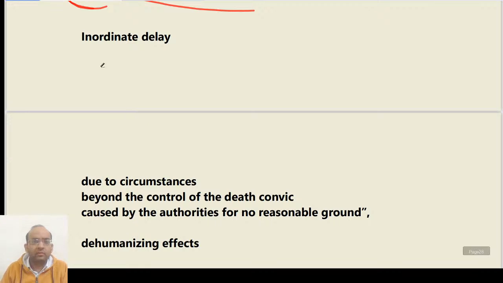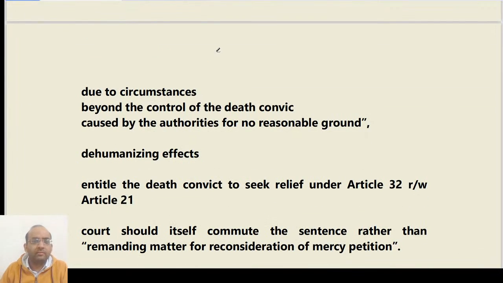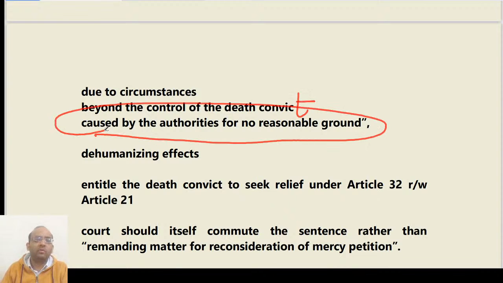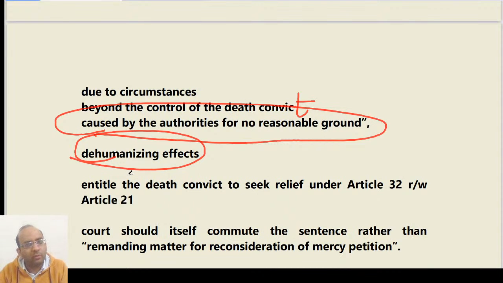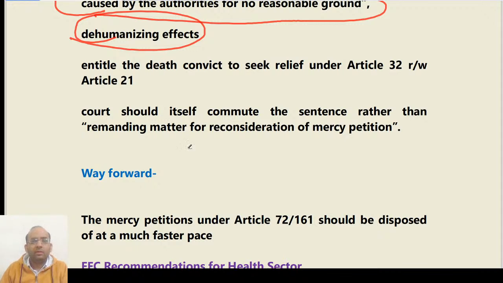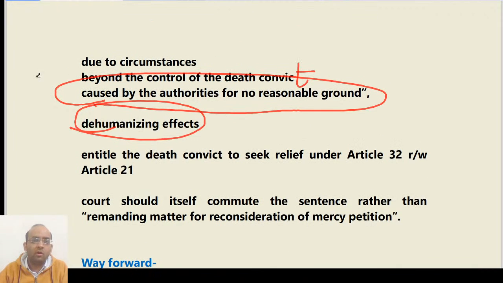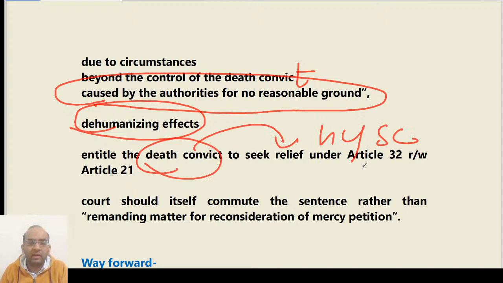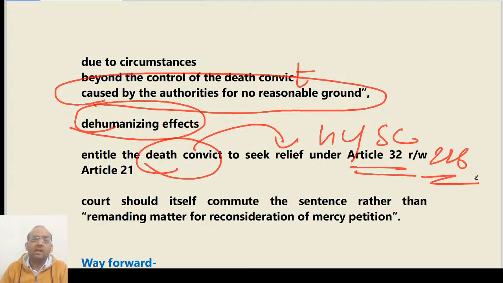Here the Supreme Court says inordinate delay, due to circumstances beyond the control of the convict and caused by authorities for no reasonable ground, has dehumanizing effects. If you want to hang that person, hang them. If you do not want to hang that person, make it clear that your life is now secured; you would suffer only imprisonment. So if there is inordinate delay, then the convict can file a petition in the High Court or Supreme Court under Article 32 or 226, and they can get the relief of commutation.